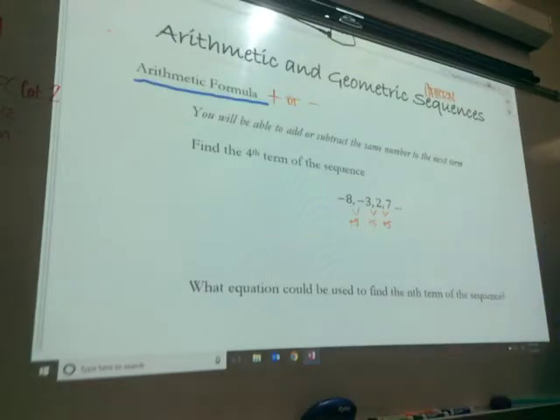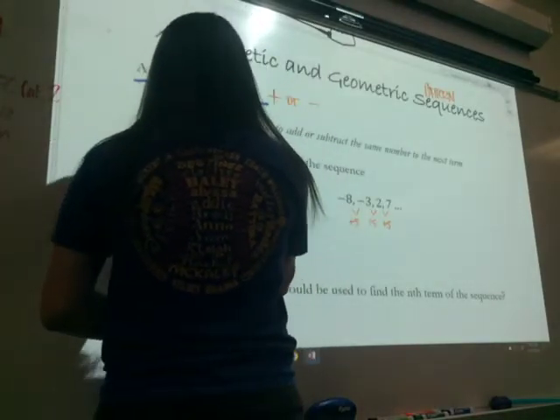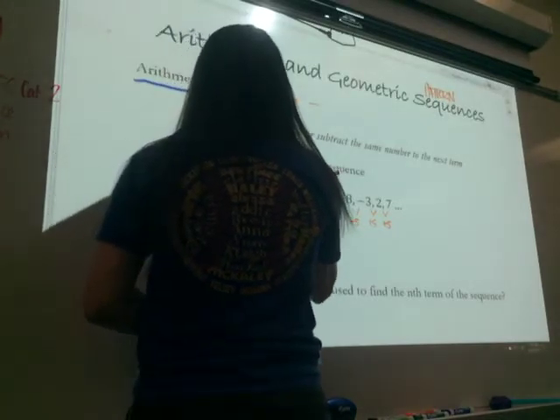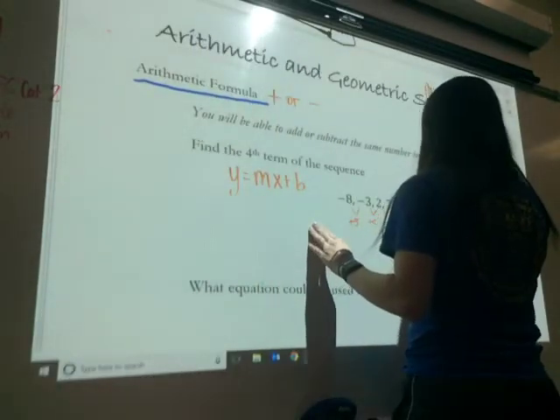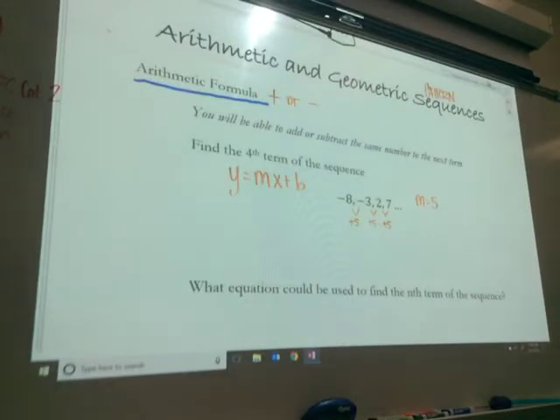Is that constant? What have we learned is constant in math this year? It's another name for it. Constant rate of change. What does that mean? What's rate of change? It's our slope, which means y equals mx plus b. My slope is 5. My slope is just the number in front of x. But where do I find my starting point?